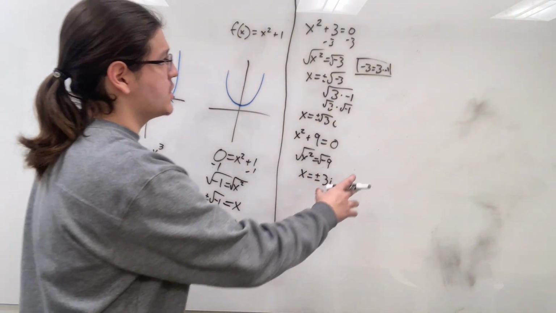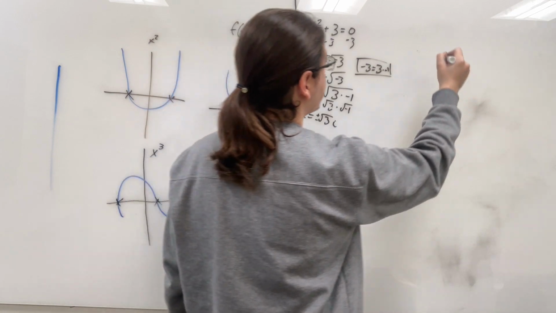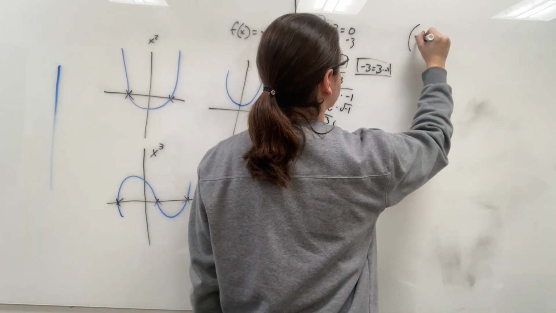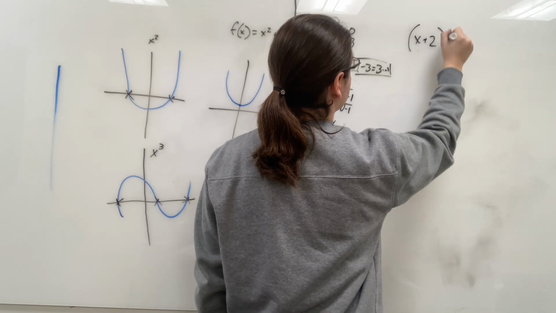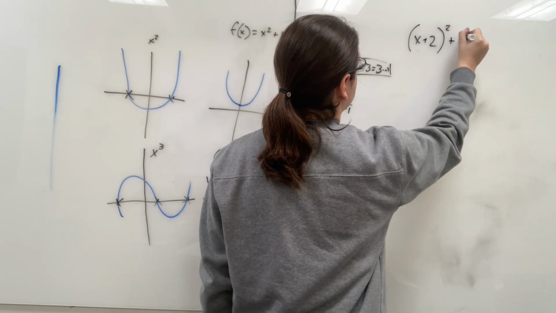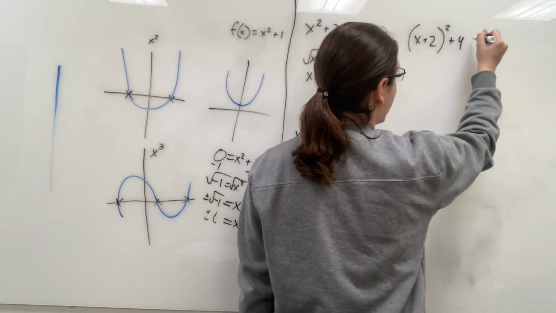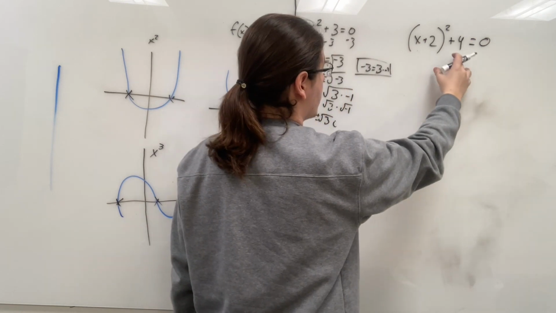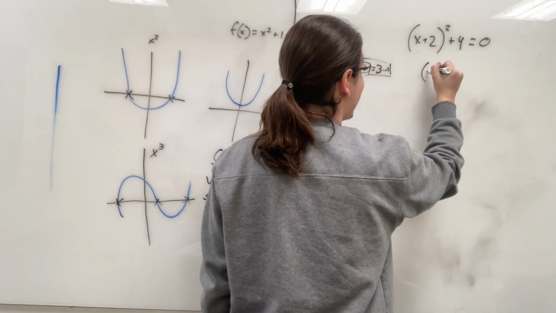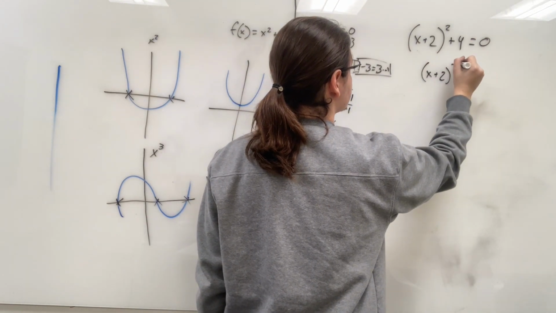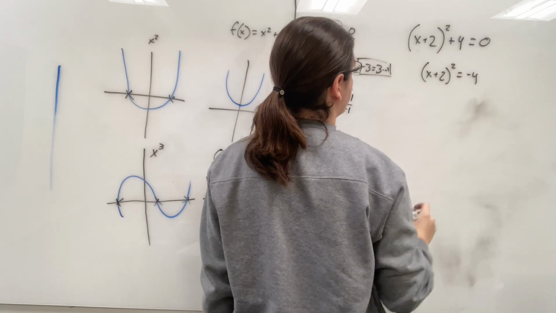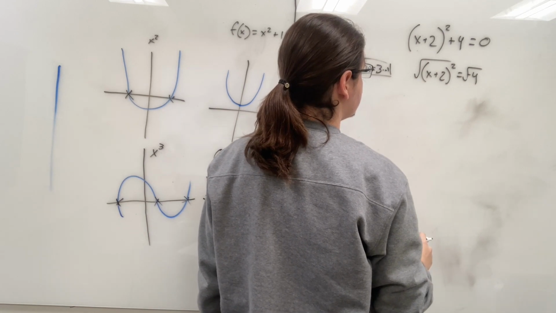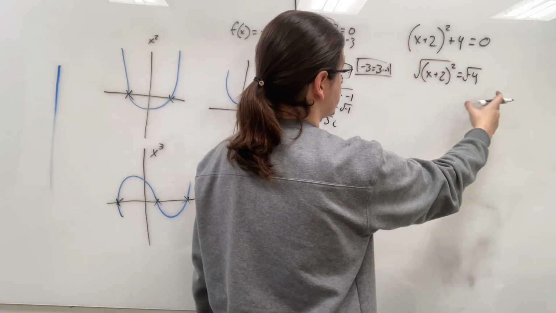Let's try a different equation. I'm going to move over here again. Let's do this time (x plus 2) squared plus 4, and let's set that equal to 0 and then solve. So move over the 4, minus 4, minus 4. We get (x plus 2) squared is equal to -4. And we're going to go ahead and square root both sides.